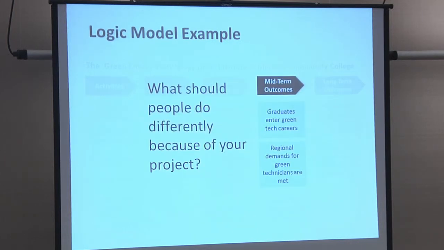Midterm, at this level, you can show how you're meeting the need that you have identified earlier on in your proposal's rationale. So in this example, we have more students entering green energy technology careers, and employers are hiring the graduates. So what are people going to be doing differently is the key here. What will they be doing differently because of your intervention?